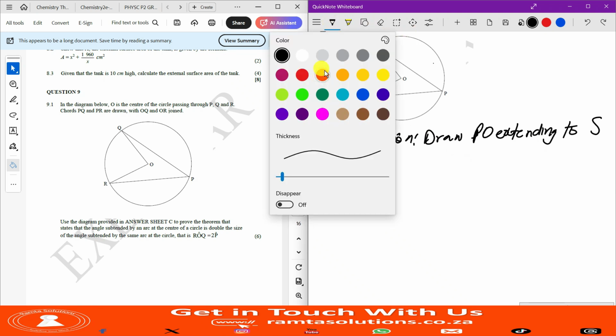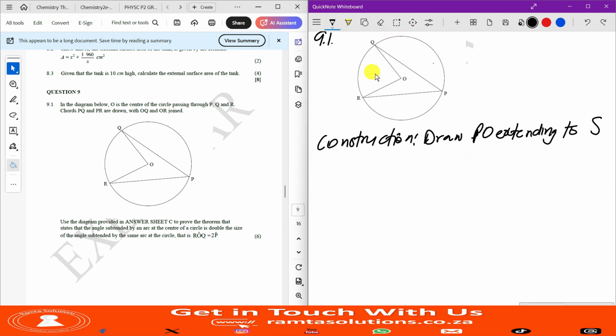So let me show you what I mean. So this is PS. You see it? It has extended. Maybe let me draw a solid line. Okay. So this is PS. So PO is extending to S. All right. So I will label this part here 1, and this one here I will label it 2.